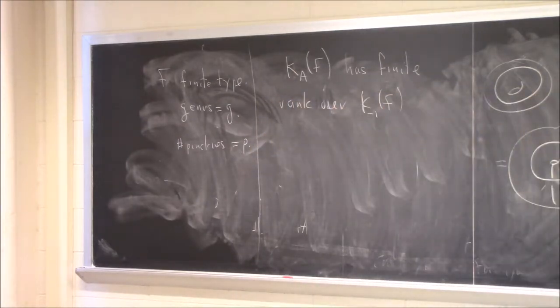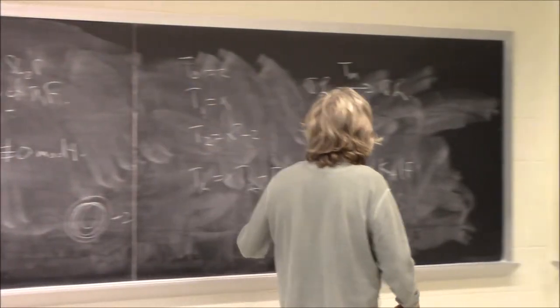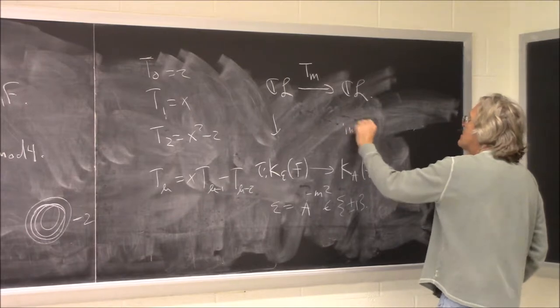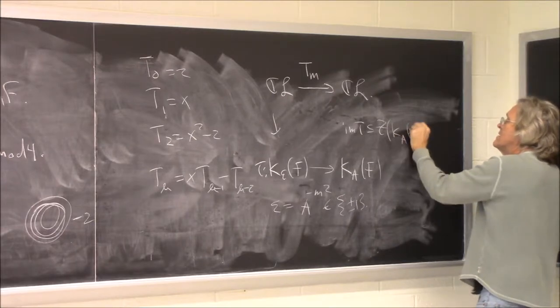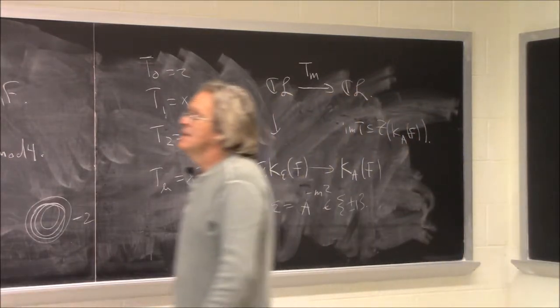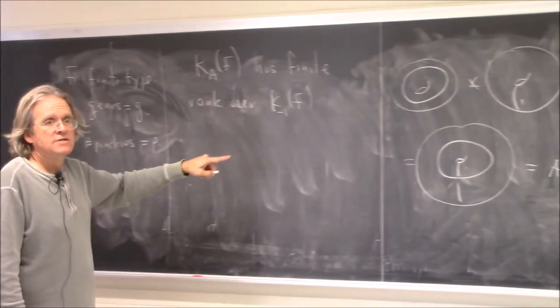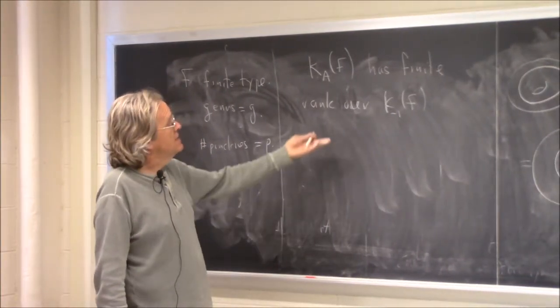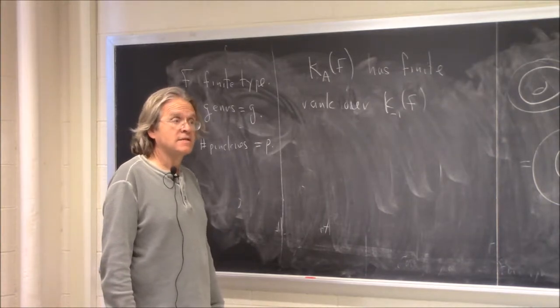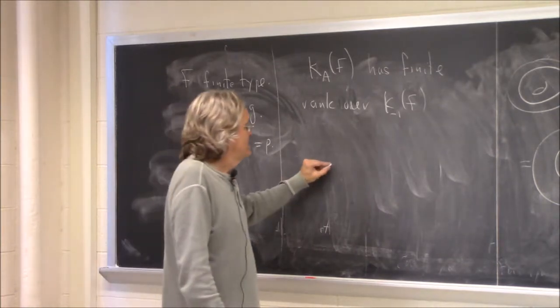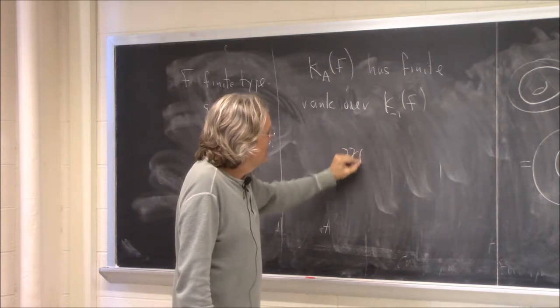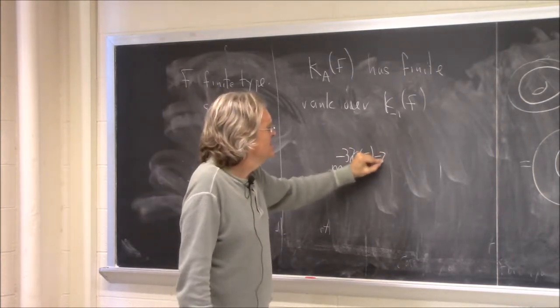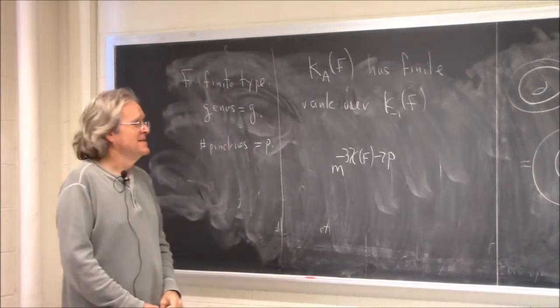And I should also point out that the image of tau over here, this is tau, the image of tau is contained in the center of K. So then the rank over this, what I mean is you localize, so you get an algebra over the function field, and now I want the dimension of the vector space you get. And it's m raised to negative 3 times the Euler characteristic of F minus twice the number of punctures. That's the dimension.